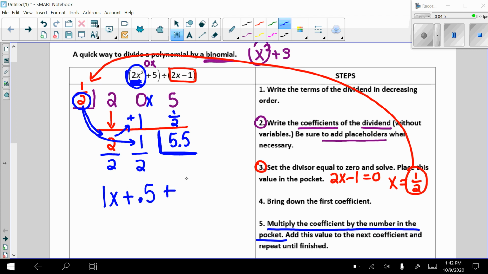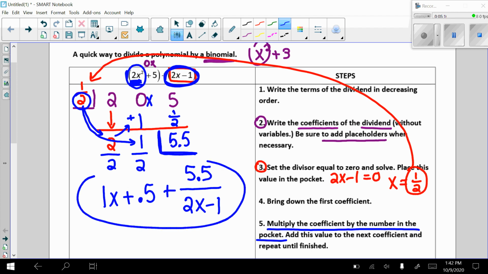And then we have a remainder, the value over here, 5.5 over our divisor, 2x minus 1. And that's our answer. Okay, that is our answer. And again, we've taken 2x squared, we divided it by an x, which drops this to a first degree.